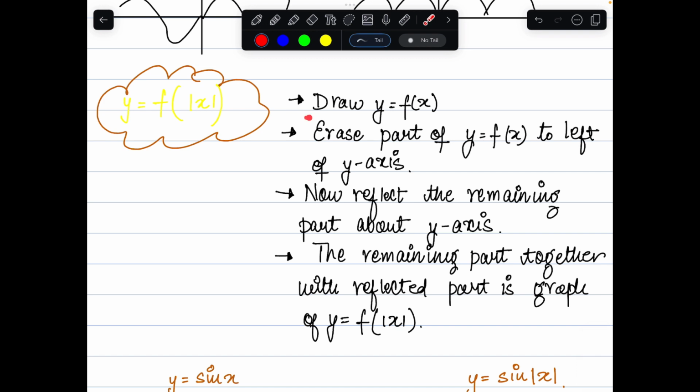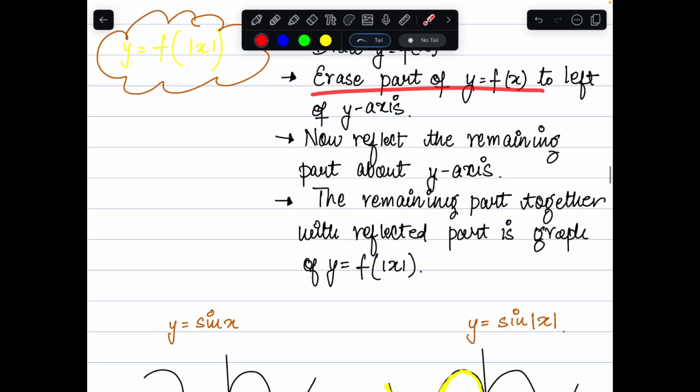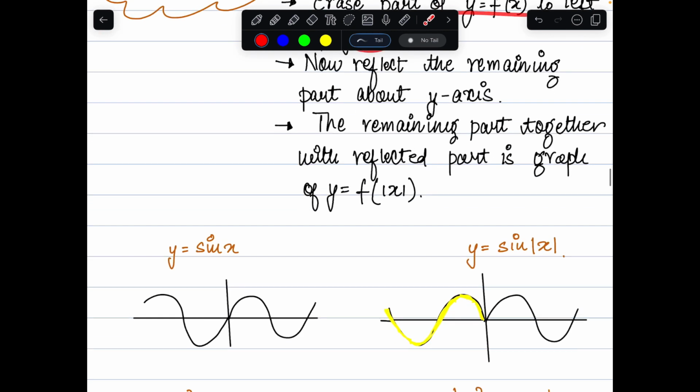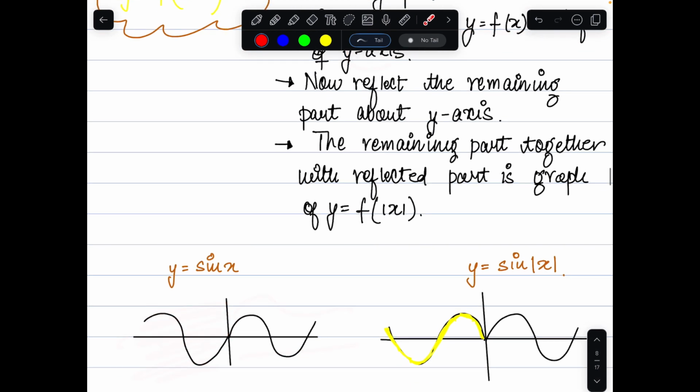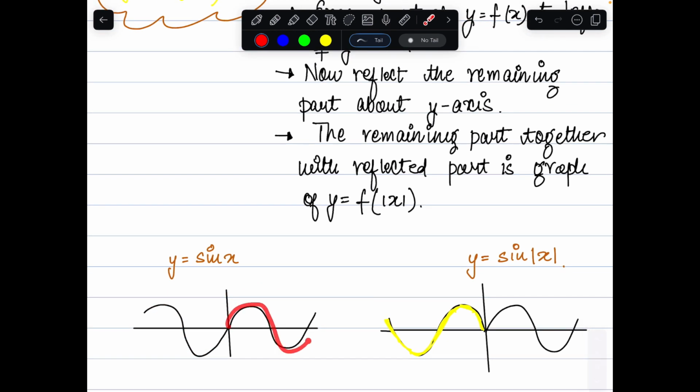The first thing you are supposed to do is draw the graph for all x that's possible. Next is erase the part of the function to the left of y axis, that means this part, because I know that all the values will be same as on the right side. Now reflect the remaining part about y axis, and this is what you will end up with.